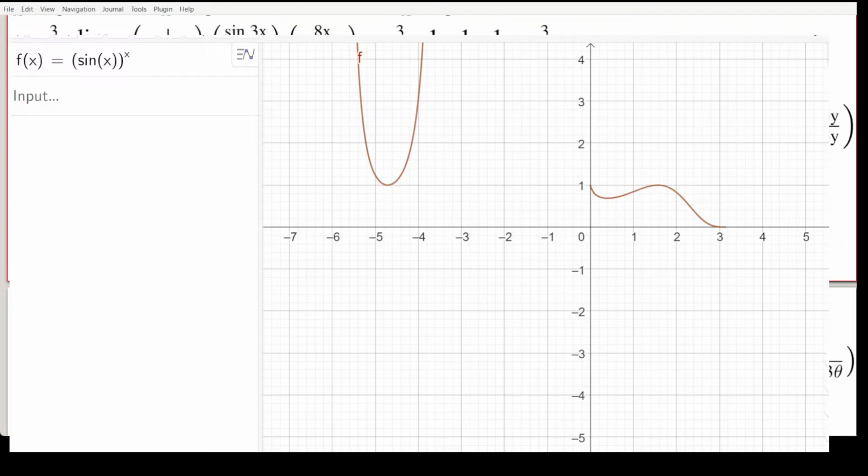Another way of looking at this: y equals x. What is the slope of the line y equals x? The slope of this line is 1, right? Agreed. Now y equals sin x. What is the slope of this one? The slope of this one is cos x, right? y dash is cos x, no?